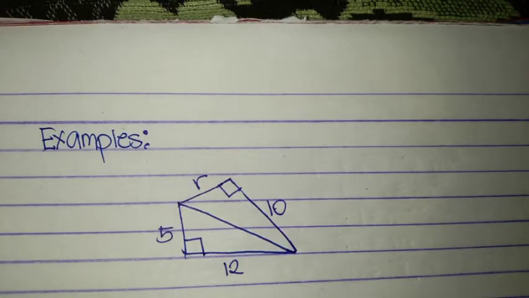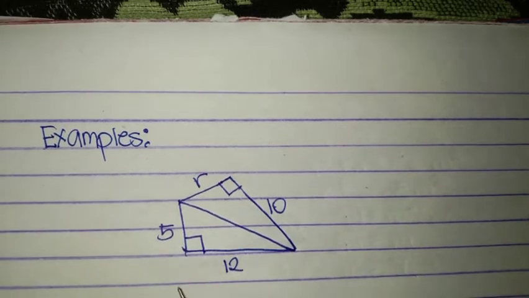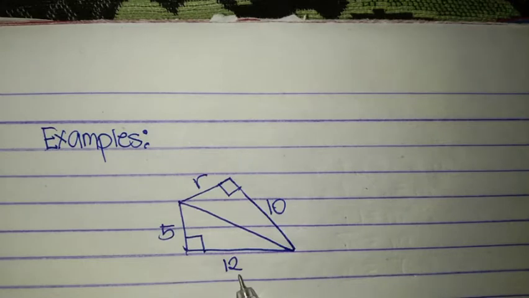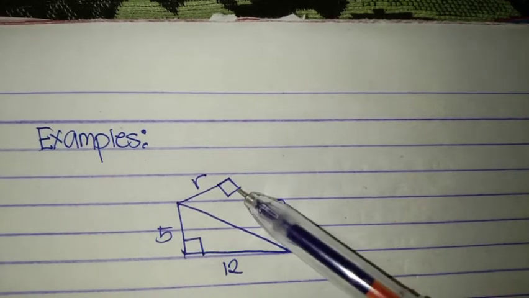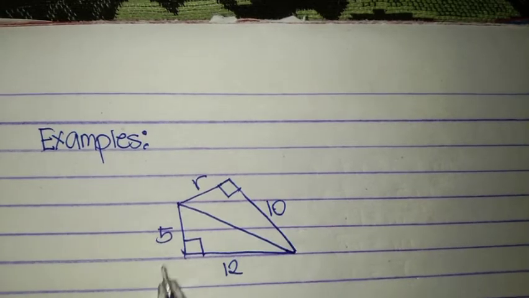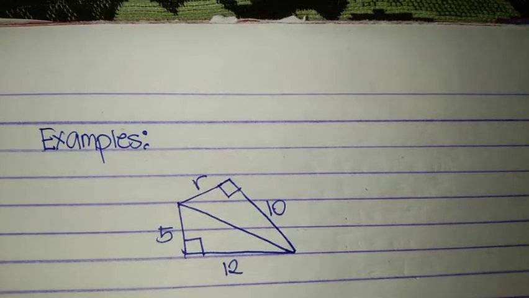Here is another example problem. As we can see, we have here a quadrilateral with side lengths 5, R, 10, and 12. It is known that there are 2 right triangles in this quadrilateral. One with legs 5 and 12, and the other right triangle has legs R and 10. We need to solve for the value of R. So how can we solve this problem?